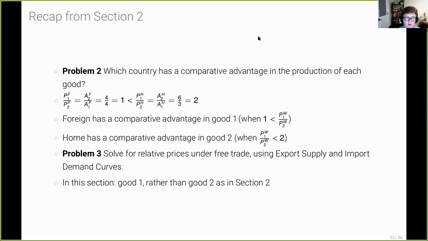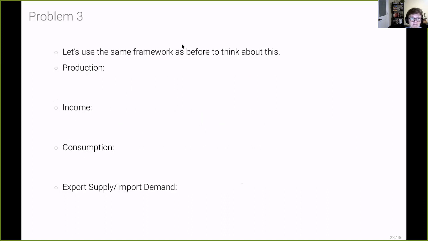Okay, so now I'm going to solve for relative prices under world trade using both the export supply and import demand curves. In this section, as opposed to section 2, I'm going to focus on good one rather than good two. So I'm going to talk about the flip side of the market. Again, we can use the same framework as before. All we need to figure out is production, income, and consumption, and that will tell us all we need to know about export supply and import demand.